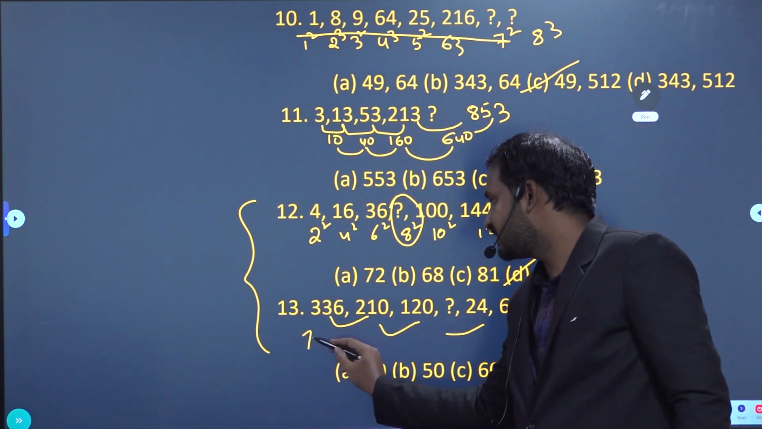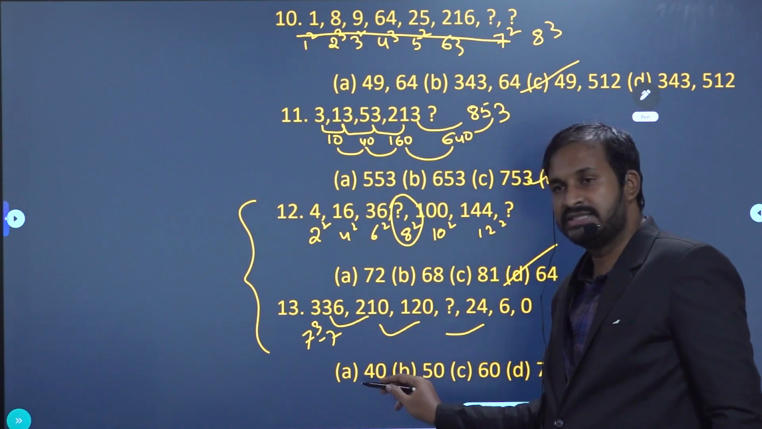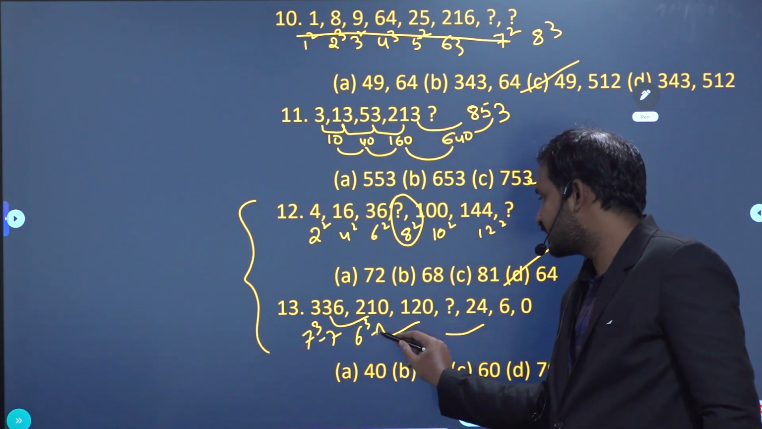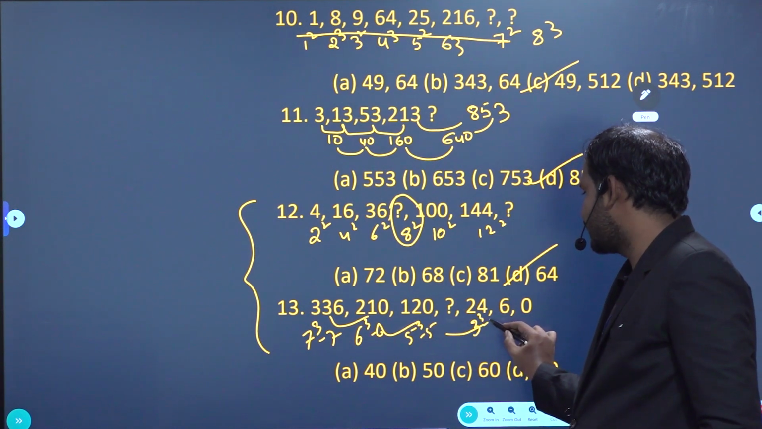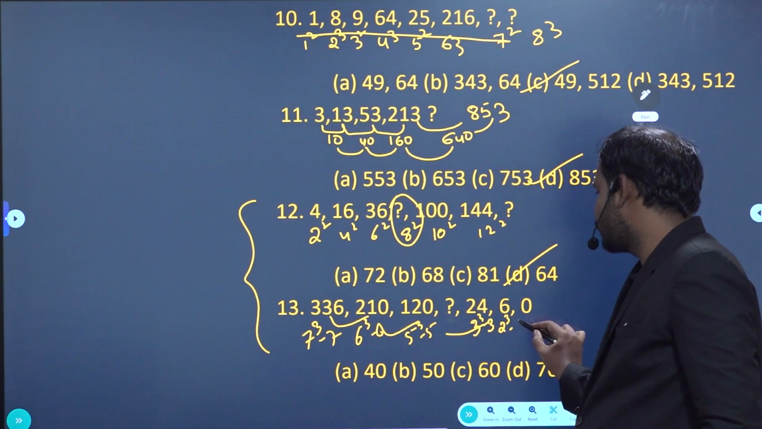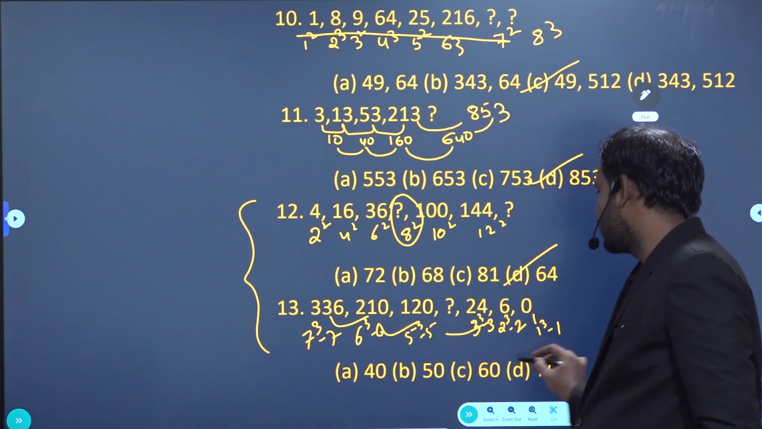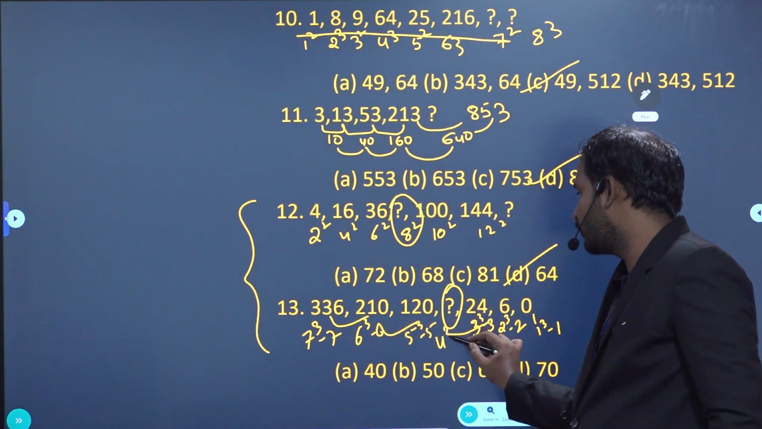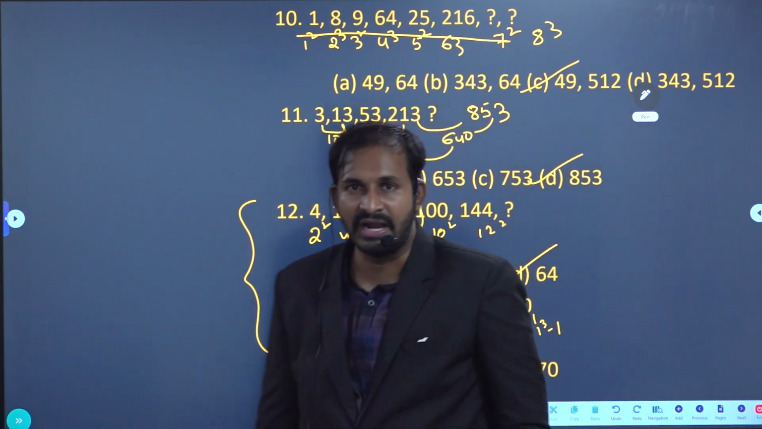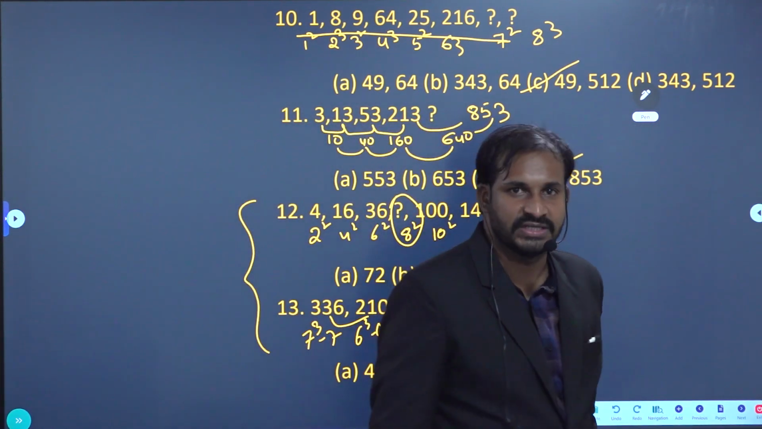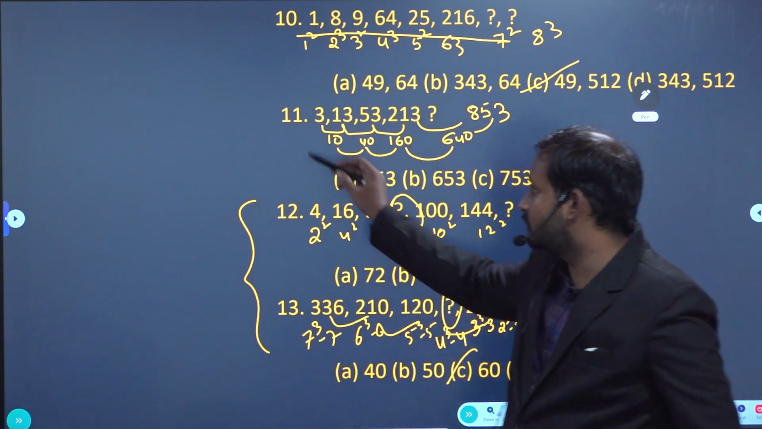This is actually 7 cube minus 7. This is 6 cube minus 6. This is 5 cube minus 5. This is 3 cube minus 3. This is 2 cube minus 2. This is 1 cube minus 1. So in between, what should you get? 4 cube minus 4. 4 cube is 64, minus 4 is 60. So in this manner, you need to solve the questions from series. You should not lose the questions from series.